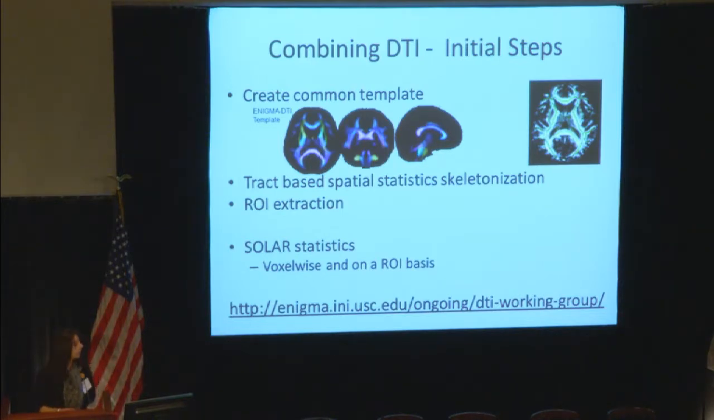I'm not going to get into the details, but the template was created from data from 4 sites using 400 subjects total, all healthy individuals from all sorts of age ranges. And we use FSL's track-based spatial statistics to skeletonize the FA map and get a value at each one of these skeletonized voxels. And we segment that into regions of interest and look at FA and those values. And do SOLAR statistics across all those regions and also voxelwise. And protocols are all online.